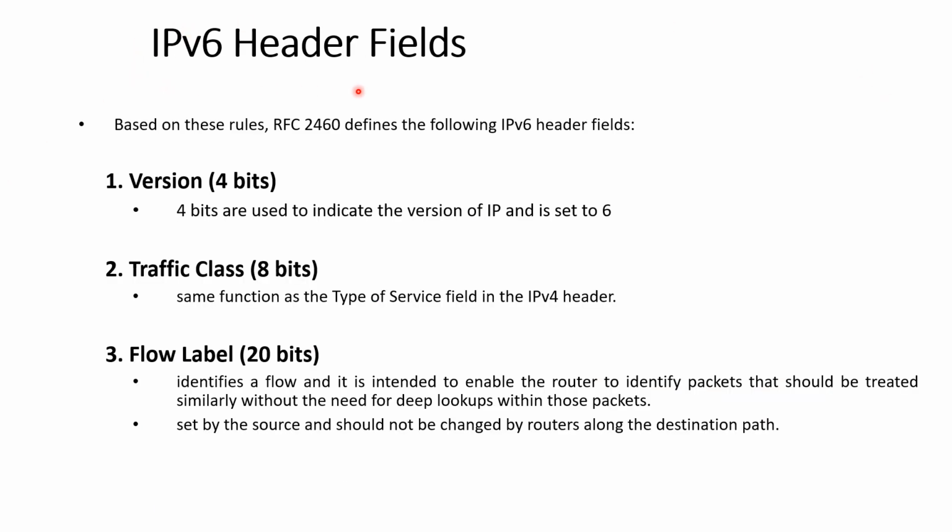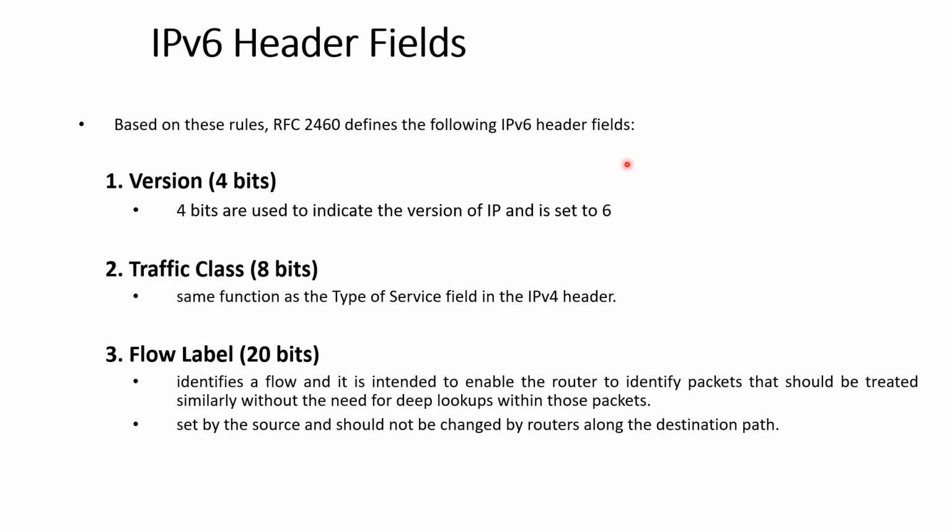IP version 6 header fields. Version, 4 bits. This field indicates the version of the protocol. For IP version 6, this value is always set to 6. Traffic class, 8 bits. The traffic class field is used for marking packets for quality of service handling. It allows the network to prioritize certain types of traffic, for example, voice or video, over others.